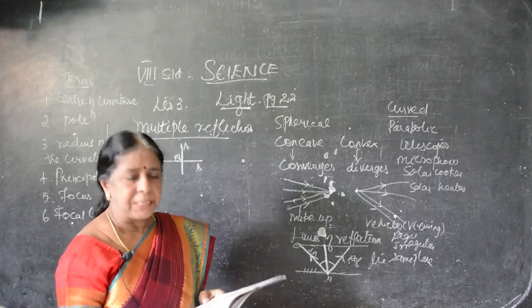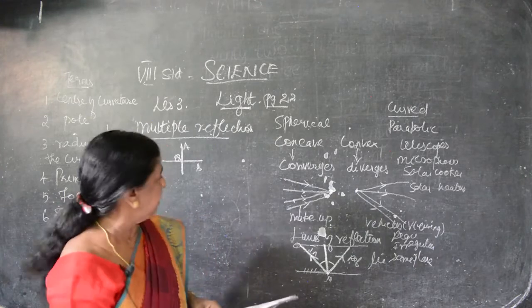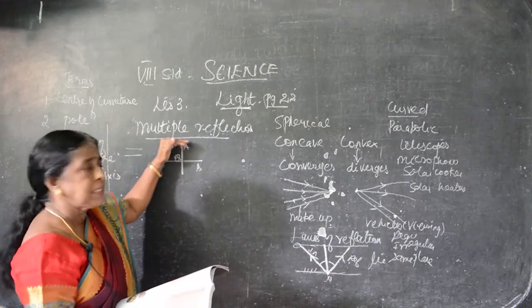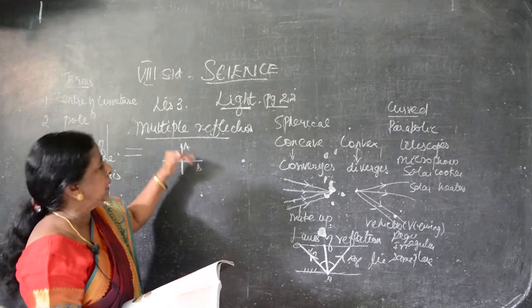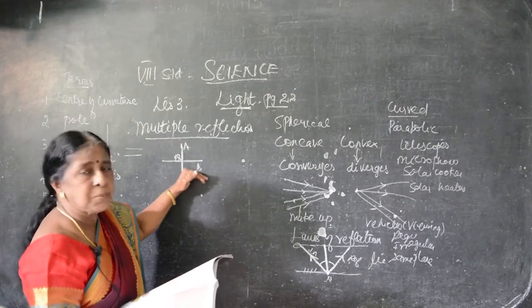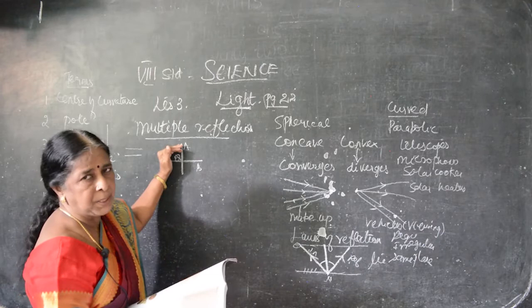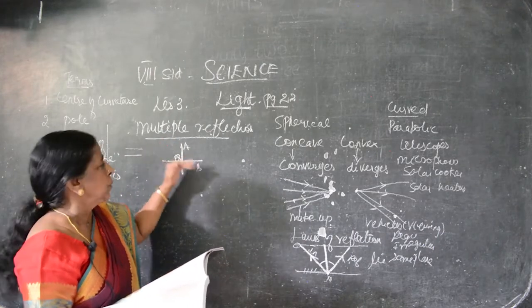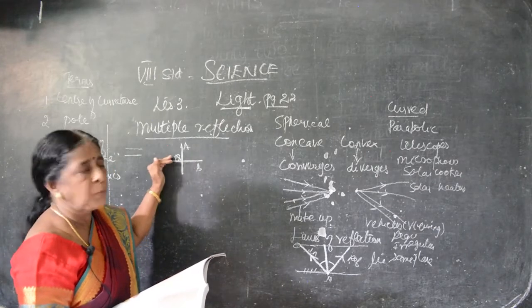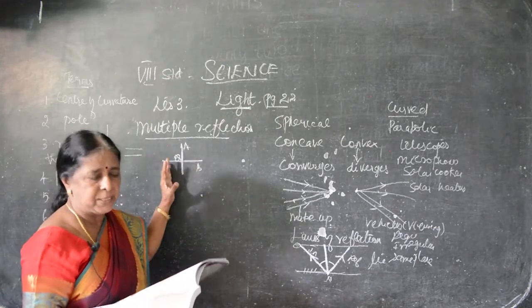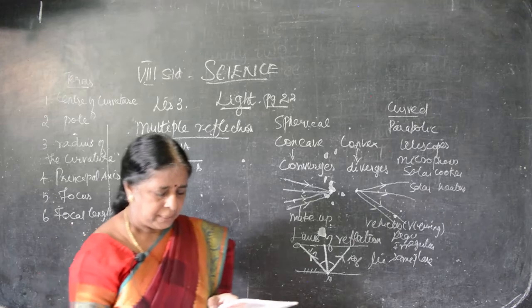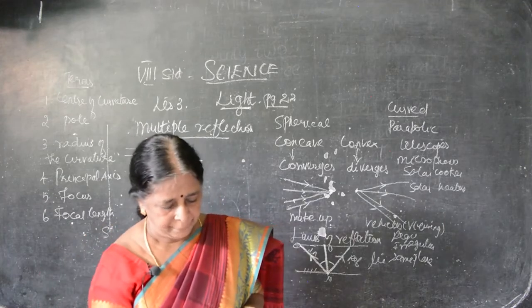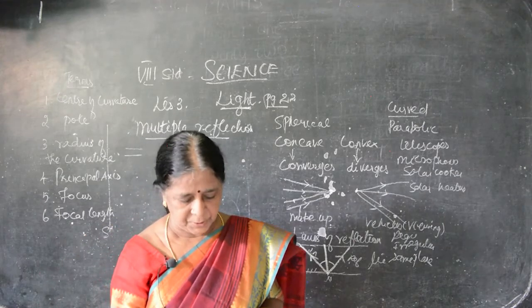And the image formed by the second mirror acts as an object for the first mirror. From A, the object's image is obtained in B. The image of the object in B is obtained in A. So in between, one image will be there. A goes to B, B goes to A. In between, A and B meet at one point, that image. Totally how many images are there? Three images.